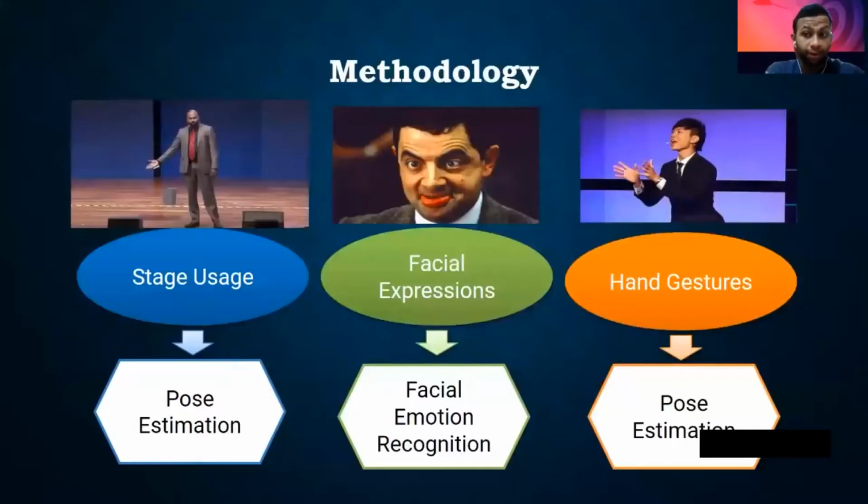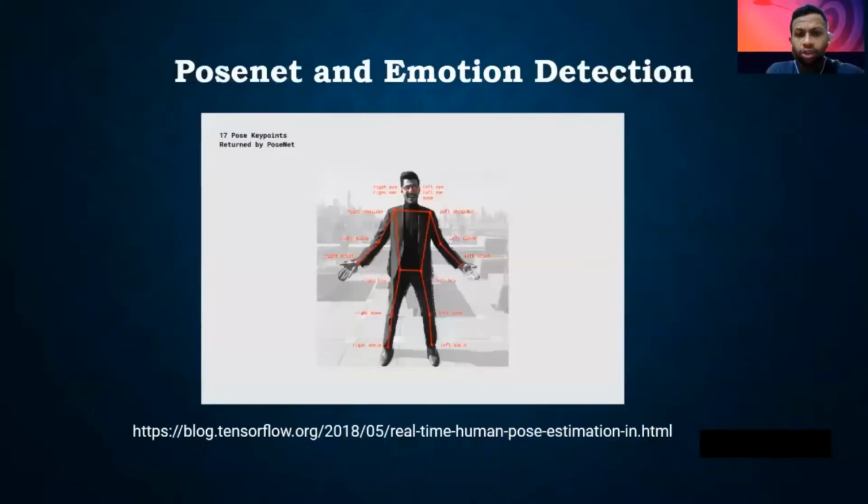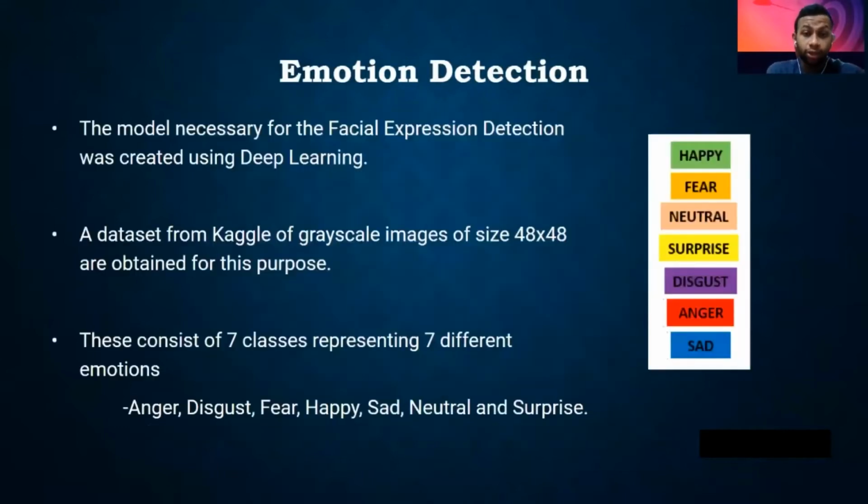As I said before, there are mainly three parts: stage usage, facial expressions, and hand gestures. For both stage usage and hand gestures, we are using pose estimation. And for facial expressions, we are using facial emotion recognition. For pose estimation, we use PoseNet. As you can see, the 17 key body points of the person are identified. And for emotion detection, we built a model using deep learning to identify 7 different facial expressions: happy, fear, neutral, surprise, disgust, anger, and sadness.